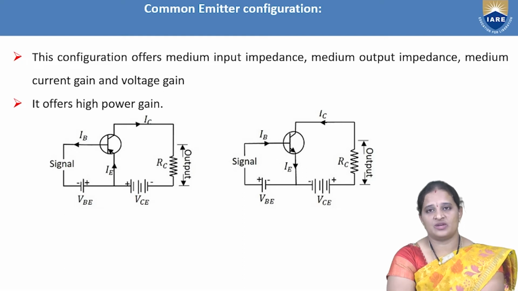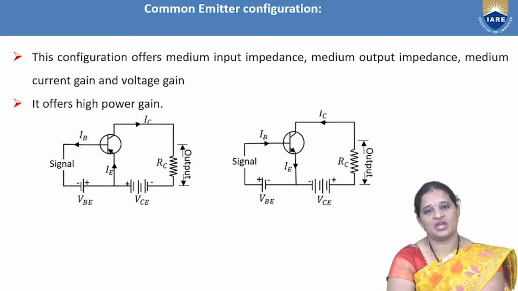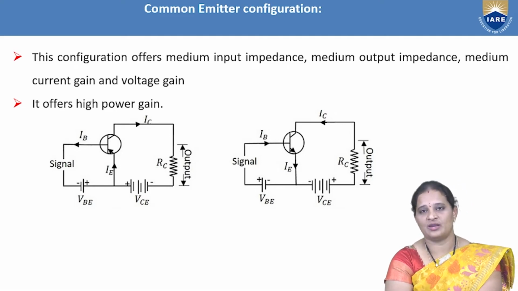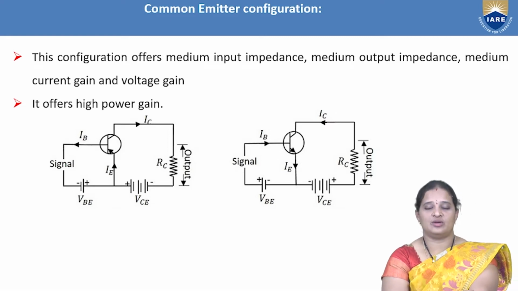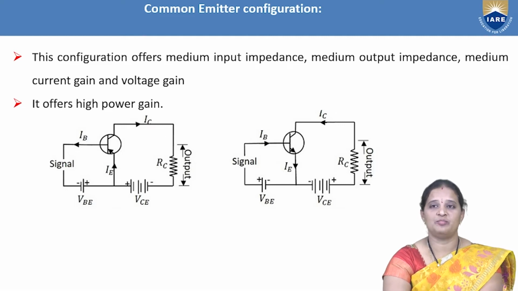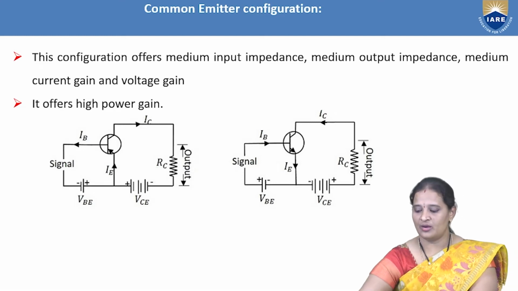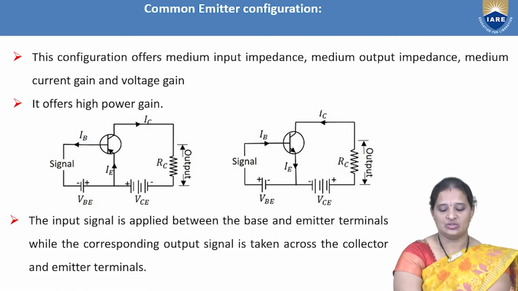Whereas common base configuration offers low input impedance and high output impedance, with high voltage gain and low current gain, for the common emitter configuration, input and output impedances are medium. Even the current gain is medium, and voltage gain is high and the power gain is also high. So this is the common emitter configuration.